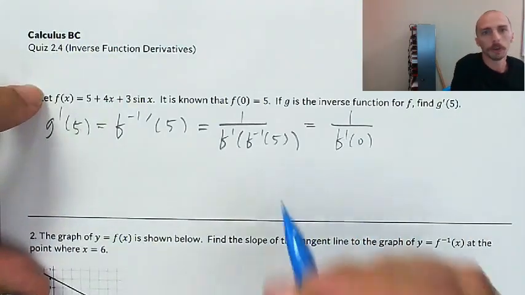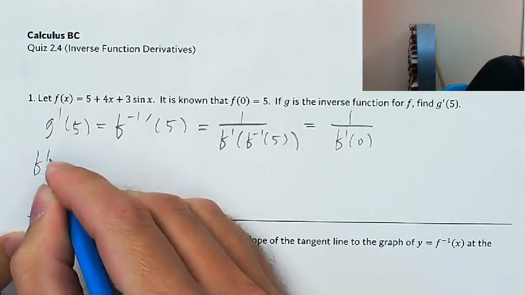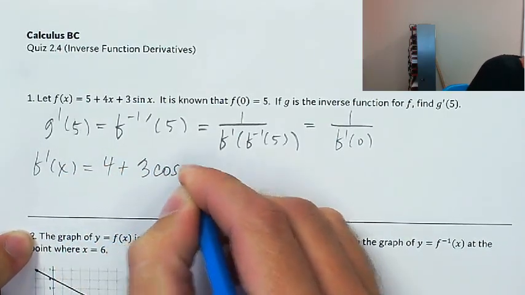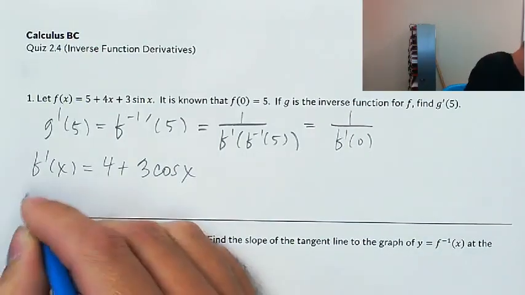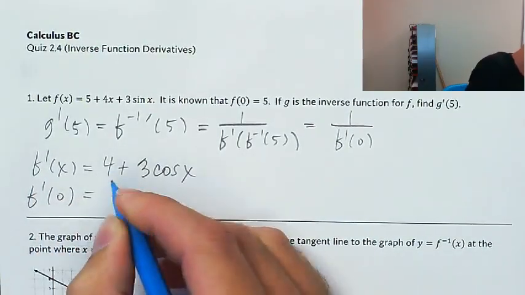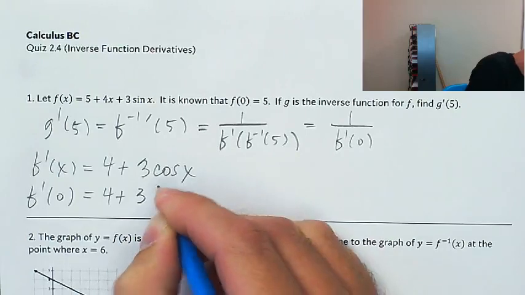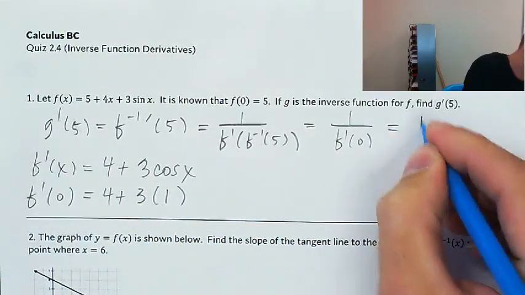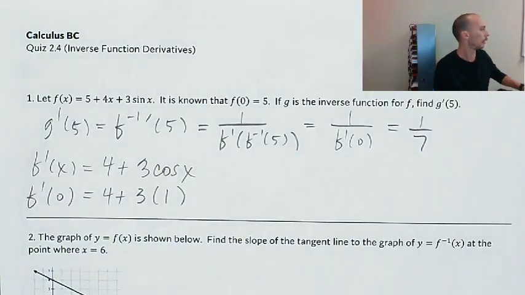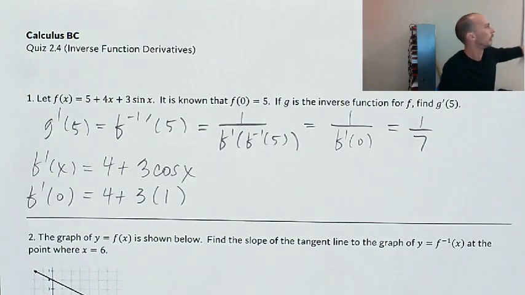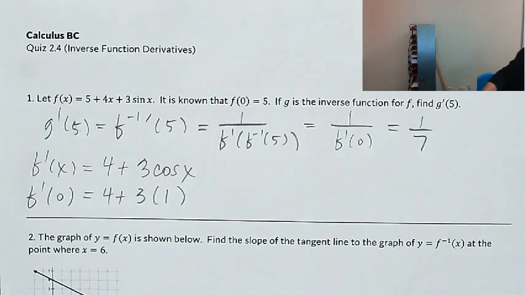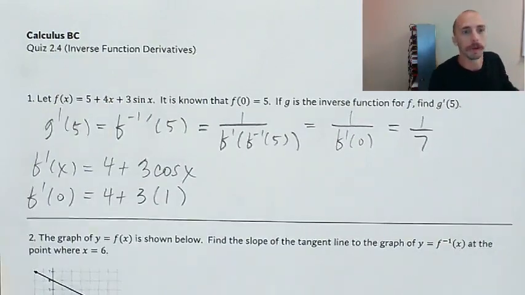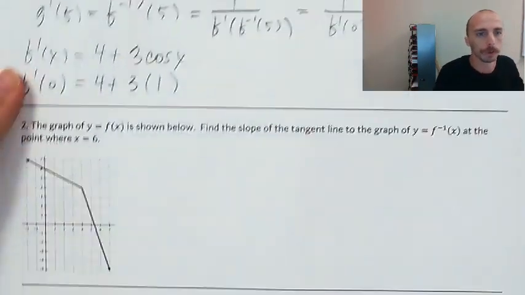F prime of 0, well, we're going to have to find that the old way, right? So we're going to just take the derivative by hand. That's going to be 4 plus 3 cosine x. And then f prime of 0 is going to be 4 plus 3 times the cosine of 0, which I know is 1. And so that's 7. And I've got 1 over 7. Oh yeah, and then that's it, right? That's all we needed was the value of g prime.